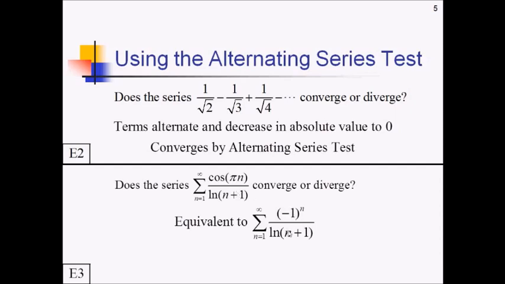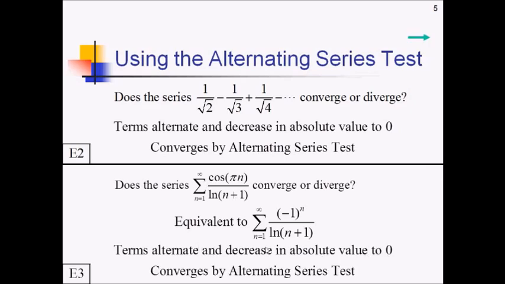All right, given this series, we see that we are clearly alternating. We are definitely decreasing as we go. The denominator just keeps getting bigger and bigger, so the whole thing gets smaller. And the nth term will indeed be 0 if we take the limit of this. So we can say that this has terms that alternate and decrease in absolute value to 0. Therefore, this series converges by the alternating series test.